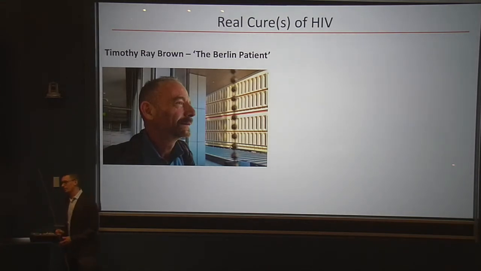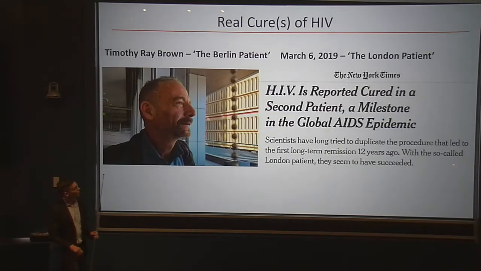There are also real cures of HIV. There's at least 2 of them. Some of you may have heard of this gentleman, who's an outstanding advocate and all-around good person, Timothy Ray Brown, also known as the Berlin patient, the first person to be cured of HIV. More recently, he has some company in someone called the London patient. This was front page news in the New York Times: a second individual has been cured.